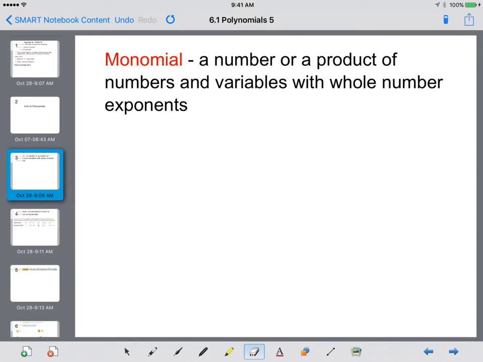Our first term we're going to talk about is called a monomial. Now, a monomial is a number or a product of numbers and variables with whole number exponents. For example, you might see 6x to the third power. That's a monomial. Or you might see 4x squared y to the third. This is a monomial as well. There's no addition or subtraction signs separating it.